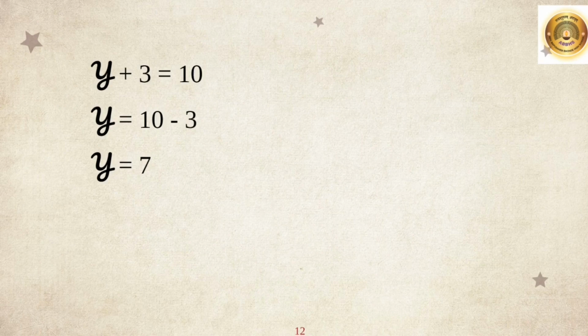Let's see an example. Here we have y plus 3 is equal to 10. When we bring 3 to the right side of the equal to sign, we get 10 minus 3. The plus 3 changes to minus 3. So you have the answer as y is equal to 7. That is, y is equal to 7 is the solution to this equation. And if it is subtraction here, when you change it to the other side, it will become plus 3.